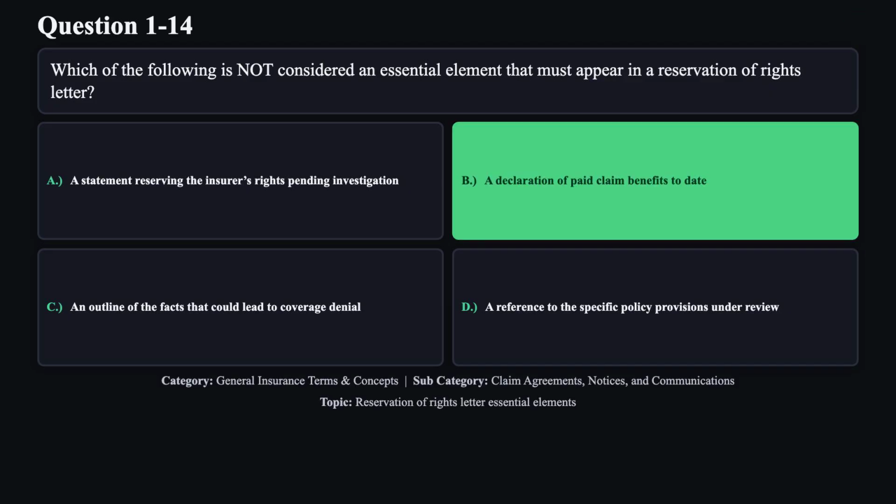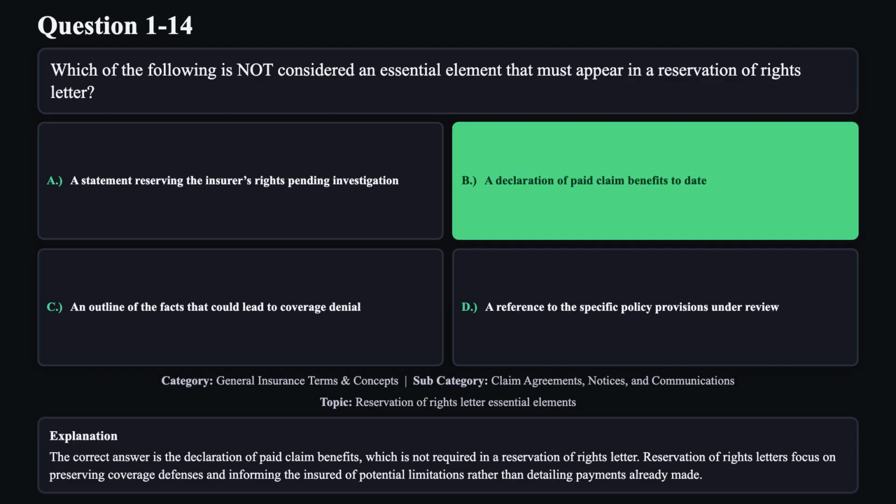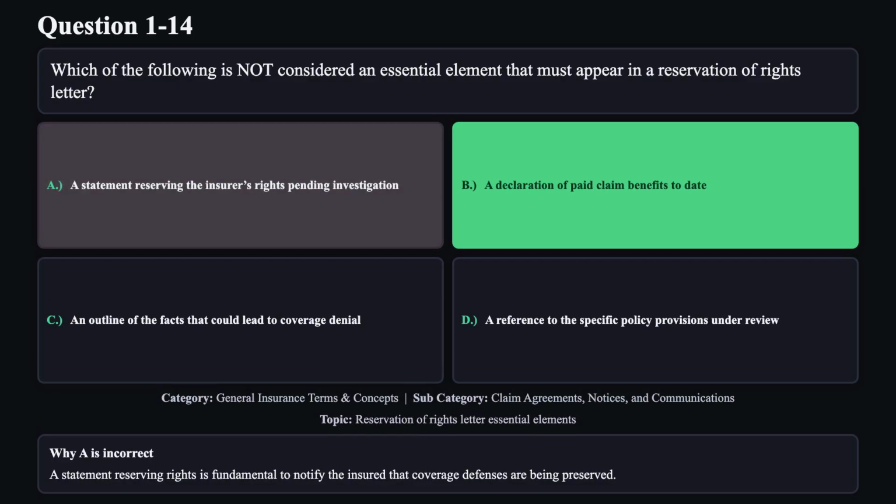The correct answer is B. The correct answer is the declaration of paid claim benefits, which is not required in a reservation of rights letter. Reservation of rights letters focus on preserving coverage defenses and informing the insured of potential limitations, rather than detailing payments already made. Reason A is not correct.